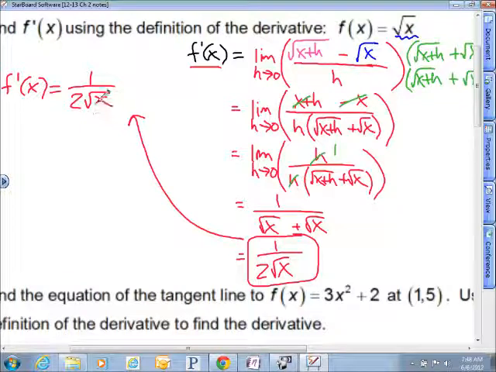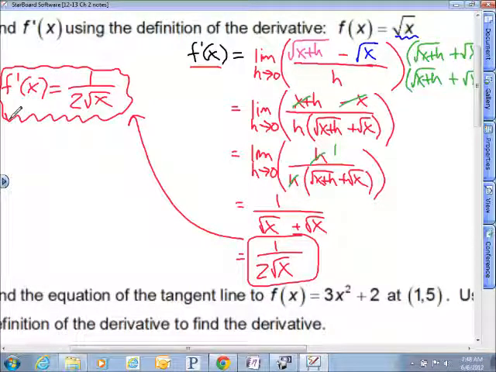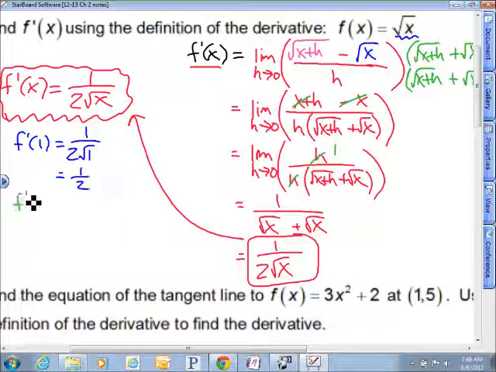This is kind of your big deal thing right here. This is what we just came up with. Okay, so we got it. Now, what do we do with it? Well, let's say I wanted to find the derivative at x equals 1. That would be 1 over 2 root of 1, or 1/2. Let's say I wanted to find the derivative at x equals 4. 1 over 2 root of 4, or how about 1/4 by the time we'd get done?